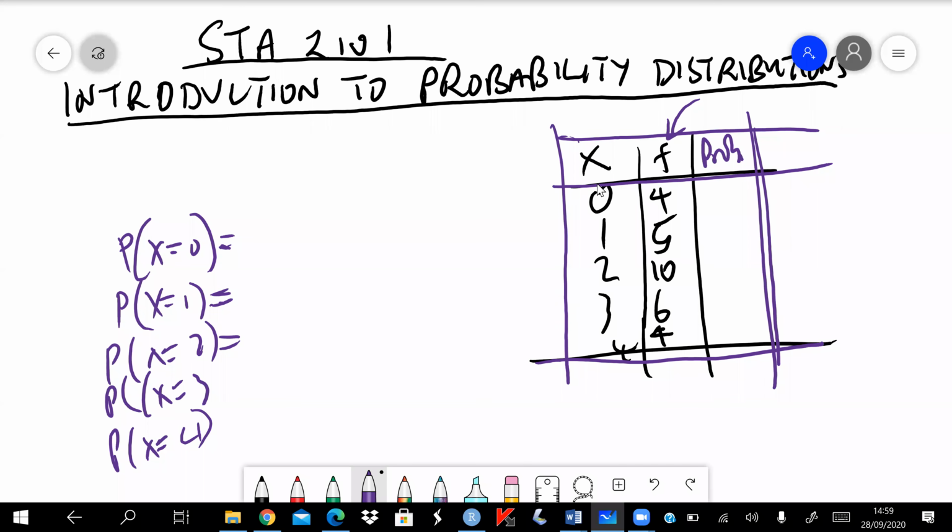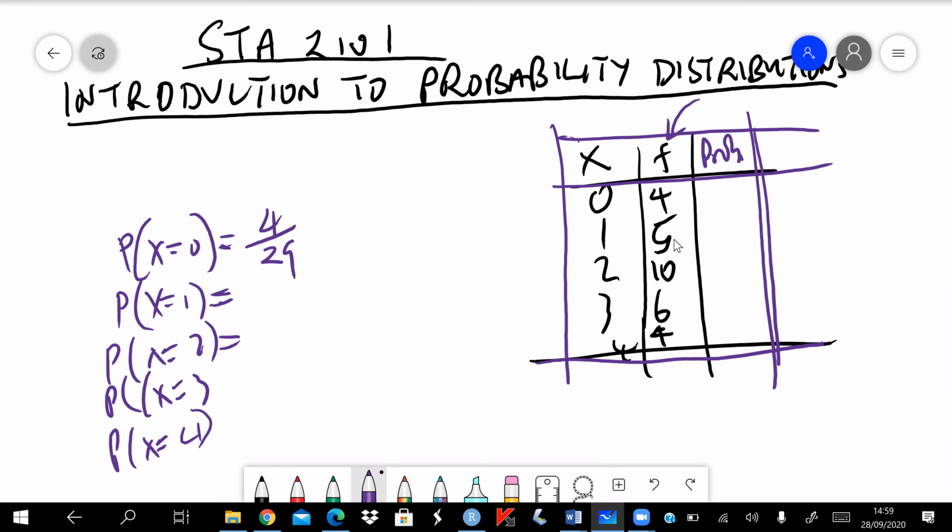Okay, someone? So the probability here is 4 out of, what's the total number of observations in this table? If you sum the frequencies, what is the value? How much? What is the total? 29. Yes, 29. So the probability of X being 0 is 4 out of 29.